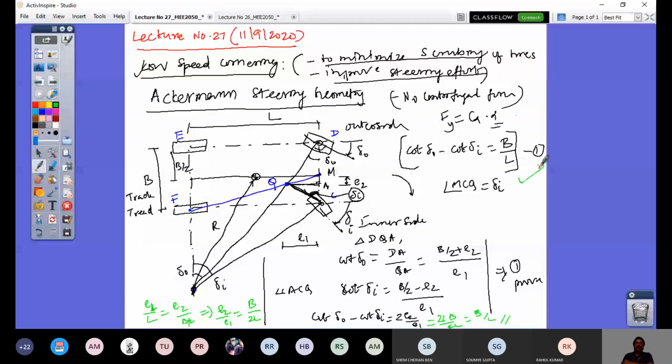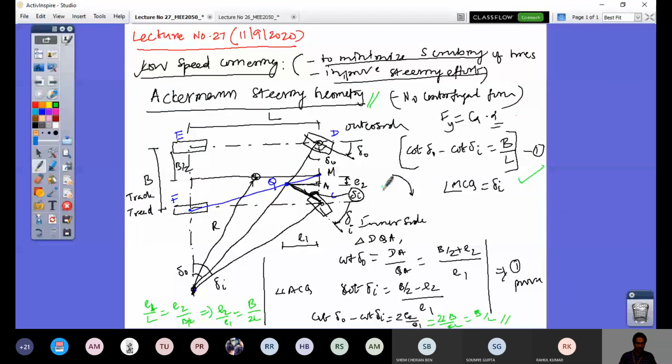So this geometry that I have just explained is what is called the Ackermann steering geometry. If someone asks you what is Ackermann steering geometry, you should be able to explain this with the steering angles delta naught and delta I of the outer and inner front wheels. Then that is equal to the ratio of track to wheelbase. So this is what you have to explain. So this is your Ackermann steering angle.